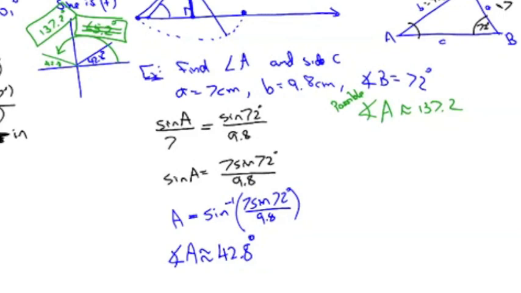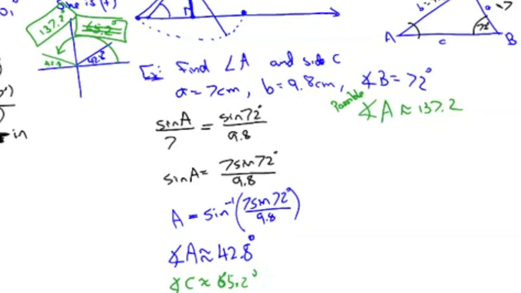Let's do this one first. If this is angle A and this is angle B, what's angle C? You've got to add into it something less than 180. So what's 42.8 plus 72? It's 114.8. Subtract that from 180, so angle C in this case is 65.2. That's where I got the number. So angle A, angle C, and angle B actually work in a triangle. They add up to 180 degrees.